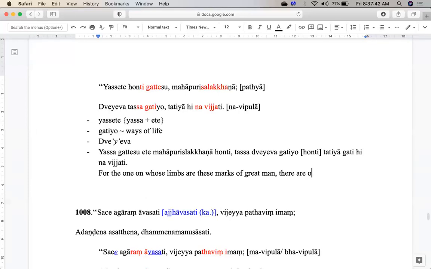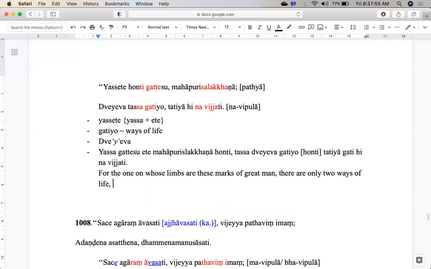So there are only two destinations or ways of life. So certainly there is no other livelihood or way of life. Only two ways of life can happen to him, who has such marks of a great man. No other way. Those are laid out in the next stanza, where they were expressed.